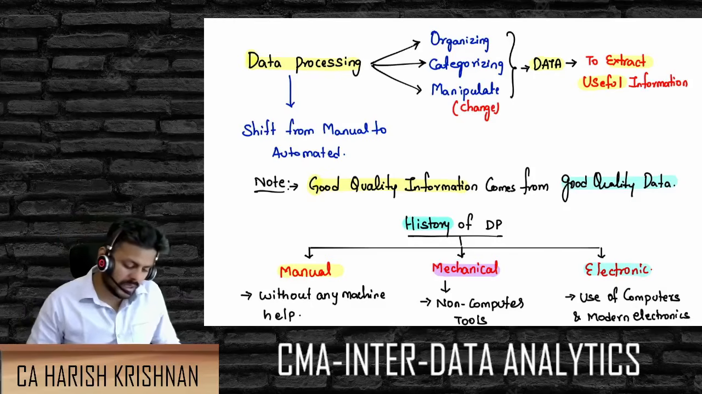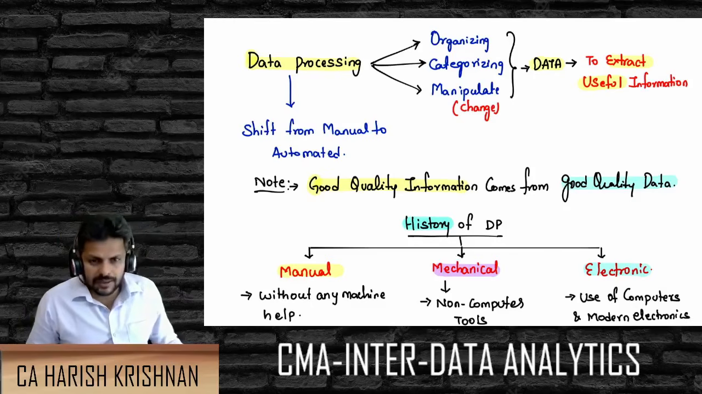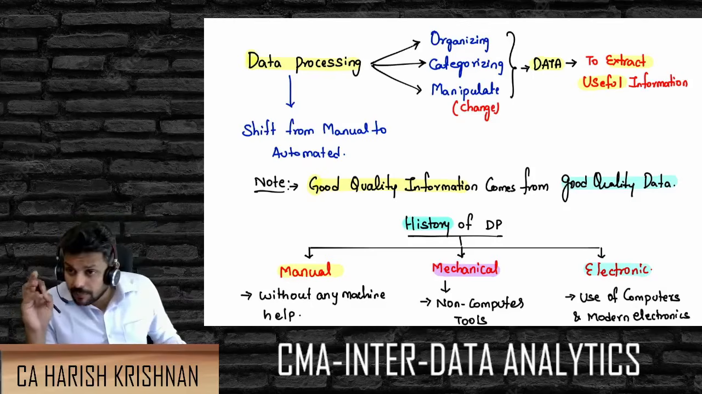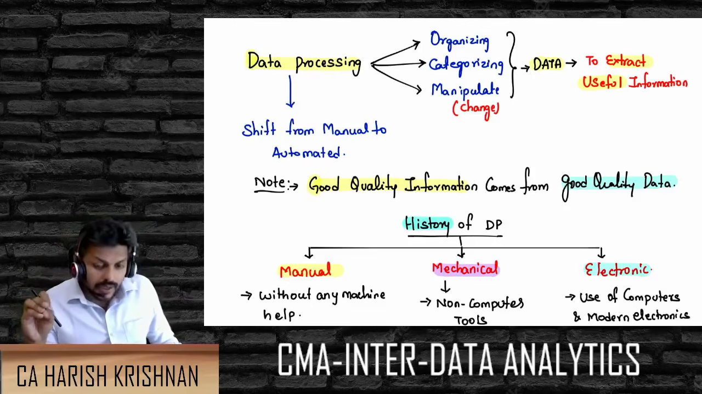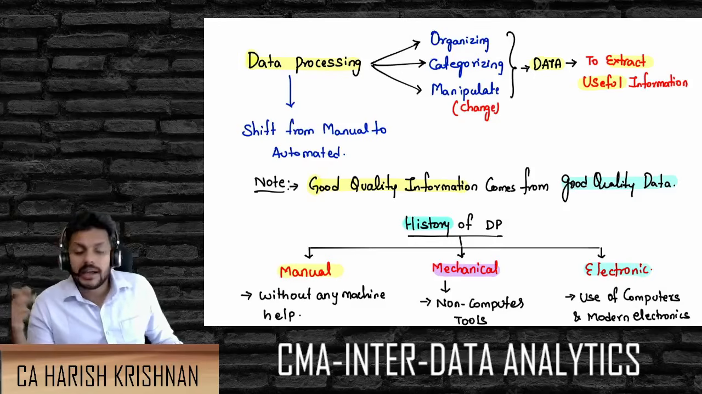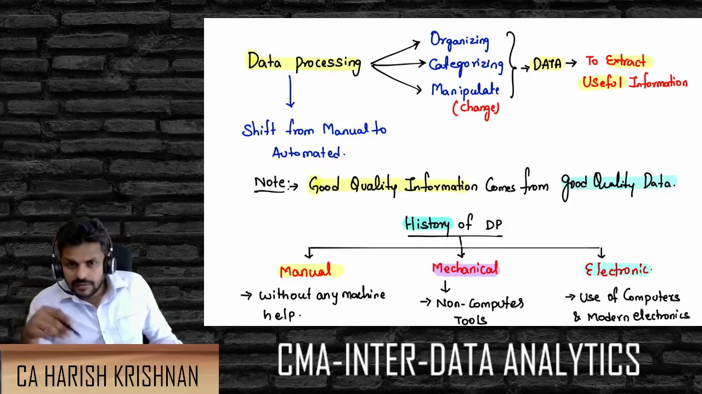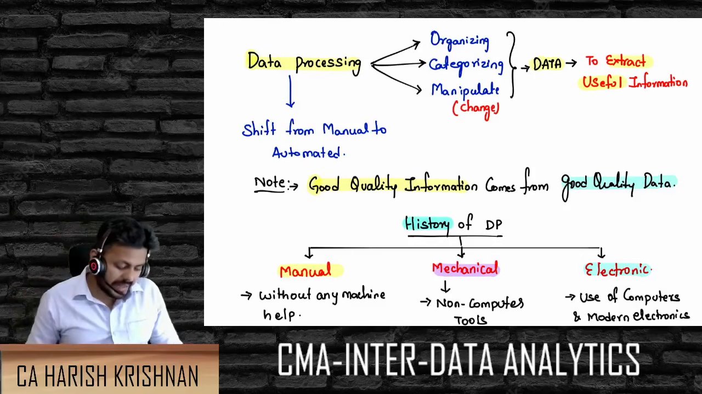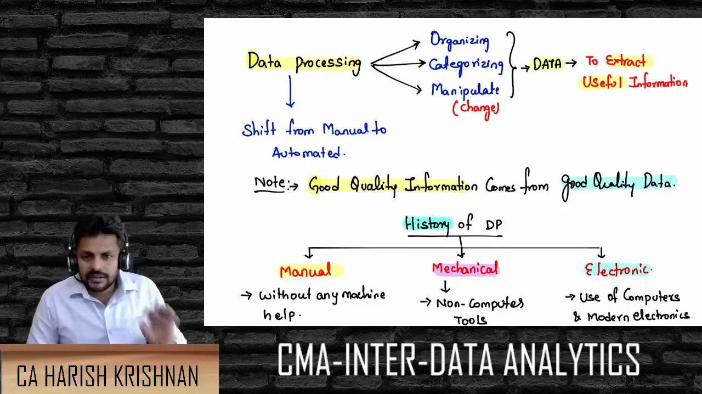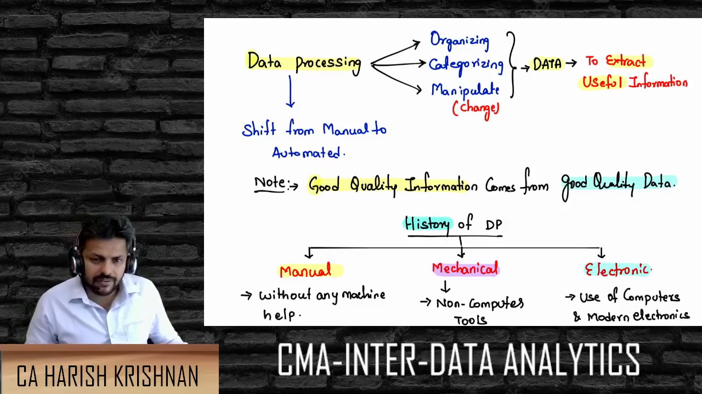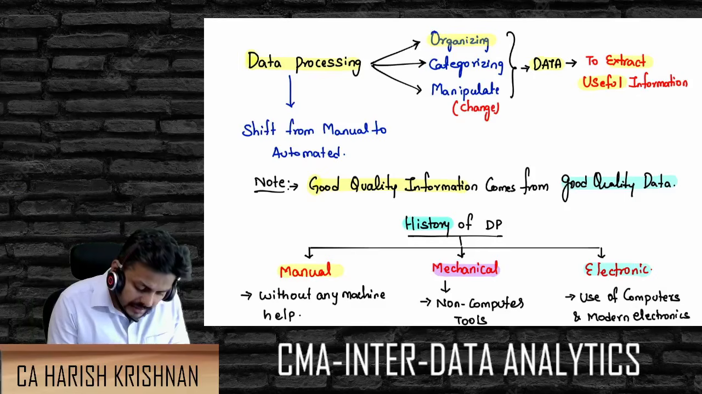Now moving on to the next topic, which is chapter number 9, which talks about data processing, data organization, data cleaning, and validation. Enough aspects are there in the story to understand. First topic is called data processing. What about data processing? See, three key words are identified in the definition of data processing: organizing, categorizing, and manipulating.